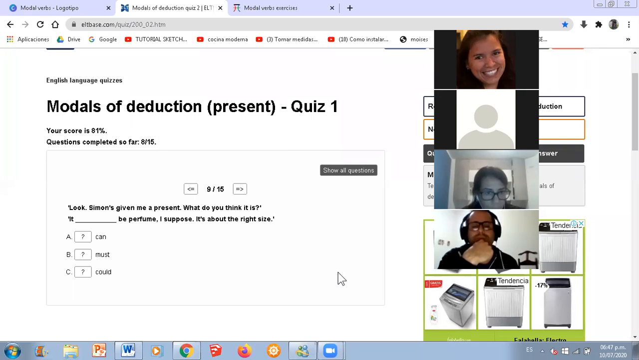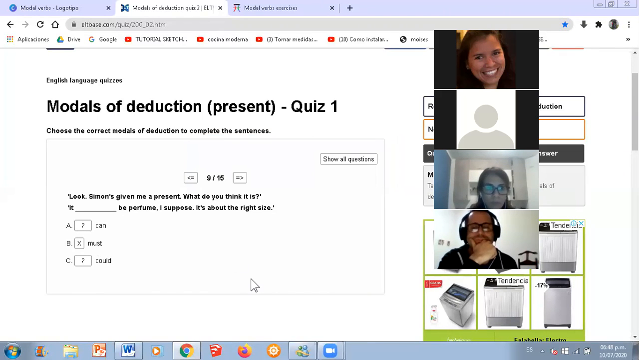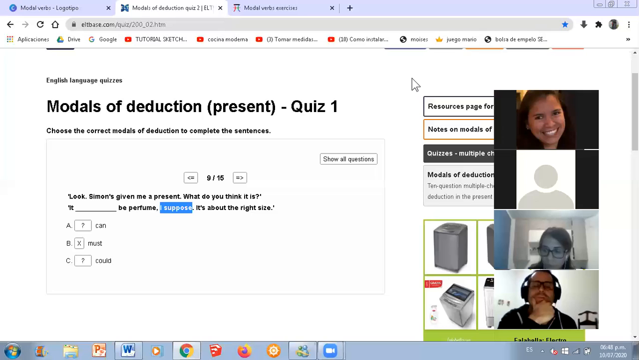Nidia, are you there? It must be... No, no, no. Pero no está segura. I suppose, fíjate, está suponiendo. Es must be perfume, ¿no? No, ya acabamos de intentar con must. Recuerda que el must lo usamos cuando estamos muy seguros de que es esta cosa de la que estamos hablando. En este caso ella no está segura, ella está haciendo una suposición, ella está adivinando. I suppose, I guess.